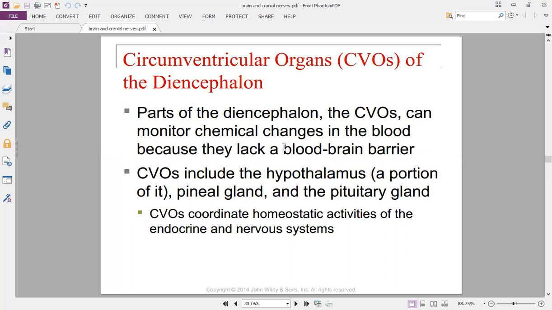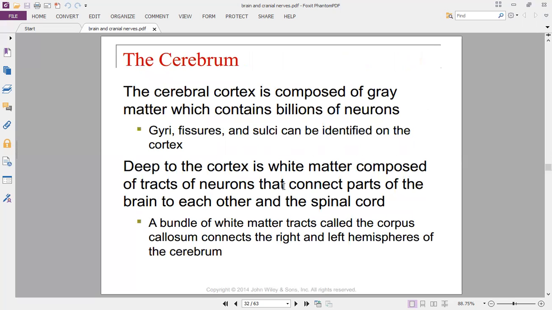Circumventricular organs, or CVOs, of the diencephalon are the parts that can monitor chemical changes in the blood because they do not have the blood-brain barrier. So the circumventricular organ is the part that doesn't have the blood-brain barrier, and the chemical changes in the blood can be monitored here. They include a part of the hypothalamus, the pineal gland, and the pituitary gland. You know that the hypothalamus monitors the osmotic pressure of the blood, the temperature, etc. Why? Because it is in direct contact with blood there.